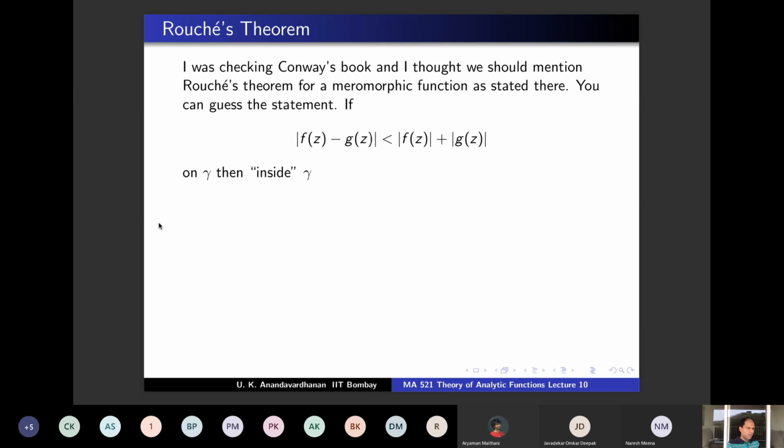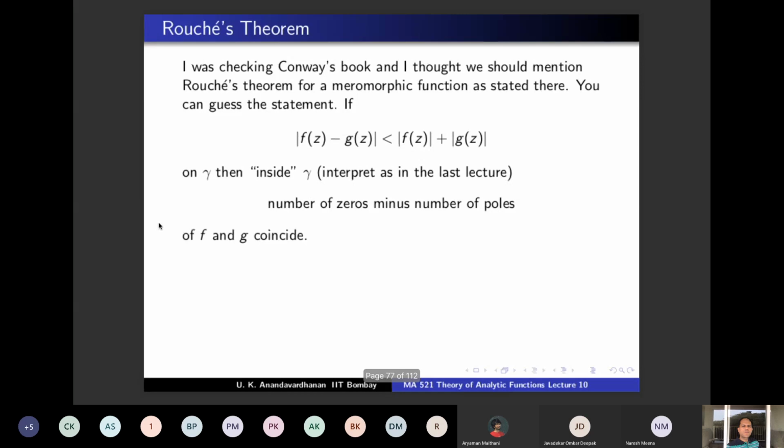He asked whether I'm using the Jordan curve theorem, etc. I'm not. Inside, just from what we visualize, usually it's a circle or something, so the inside is well defined. And the strict meaning of inside, as we discussed in the last lecture, is that you take those points where the index is 1, and there you are counting the zeros. So here we will be counting the number of zeros minus the number of poles, and for F and G it should coincide. And our proof goes through.